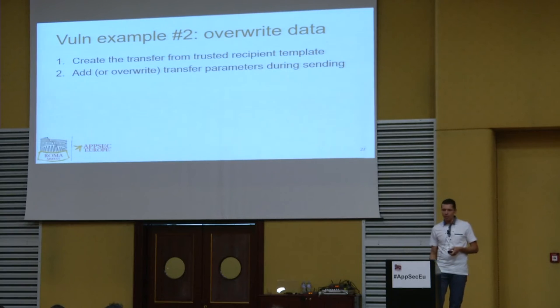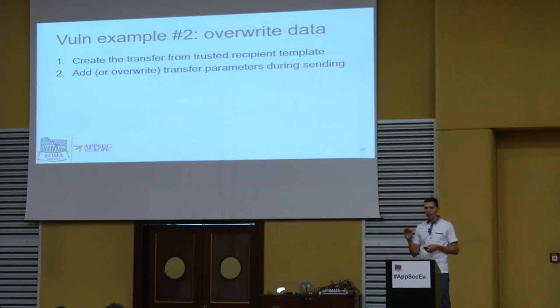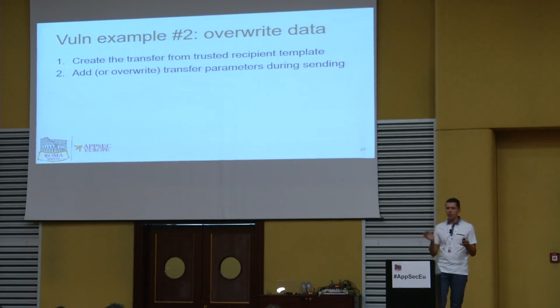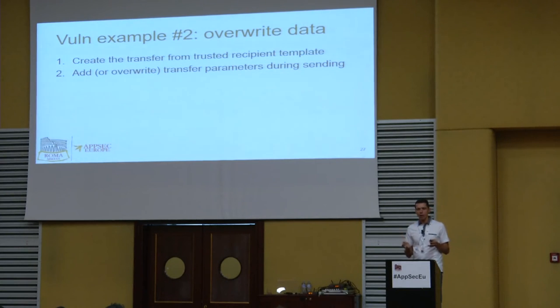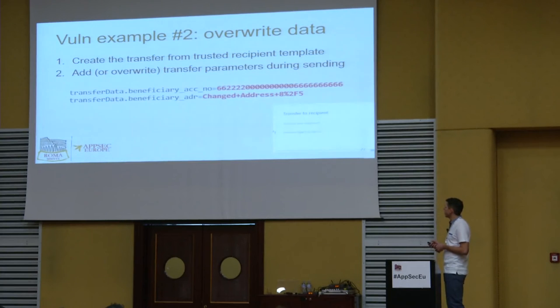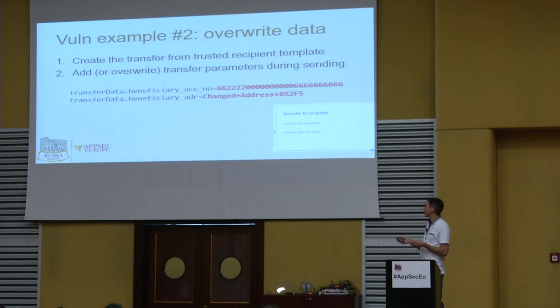Another example is to overwrite data. We were creating the transfer using a trusted recipient template, so we have all recipient data, beneficiary account, etc., filled in from the trusted template. But maybe we would be able to override this, and in this case it works. We used the trusted recipient template with the account number, and we were able to override this data at a later stage of processing. So this is another example. Probably you are asking yourself how it's possible. Me too, but it worked.